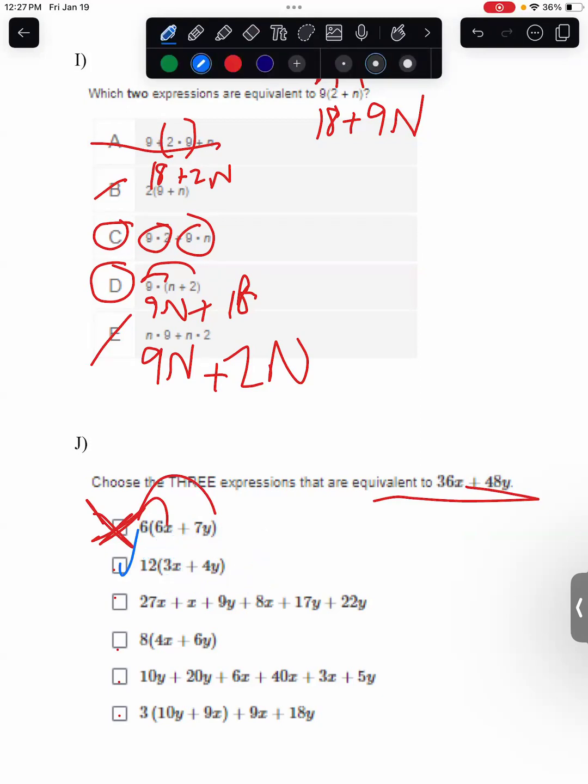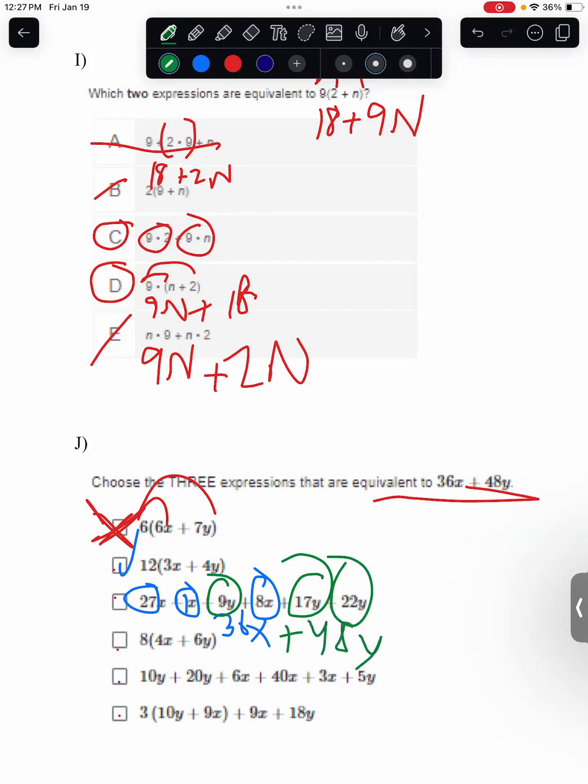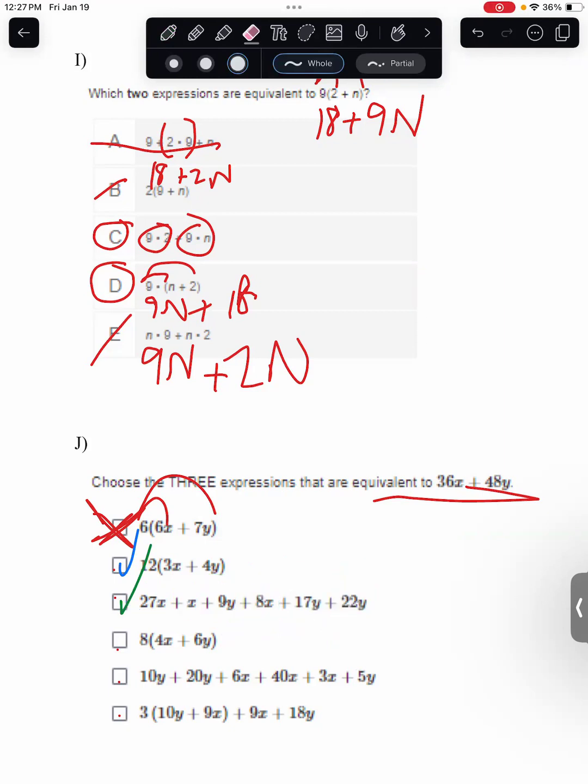All right, now here we've got a bunch of like terms to add up. 27x plus 1 more x plus 8x. So that's 28, 36x. Change colors. 9y plus 17y is 26y. Plus 22y is 48y. Okay, so you can come over to the side and add if you need to. That would be correct again. All right, see, all we're doing is simplifying each expression to see if it's the same as the one in the problem. 8 plus 4 is 32x. We already know it's wrong. 8 times 6 is 48y. So the y part was right, the x part is wrong.